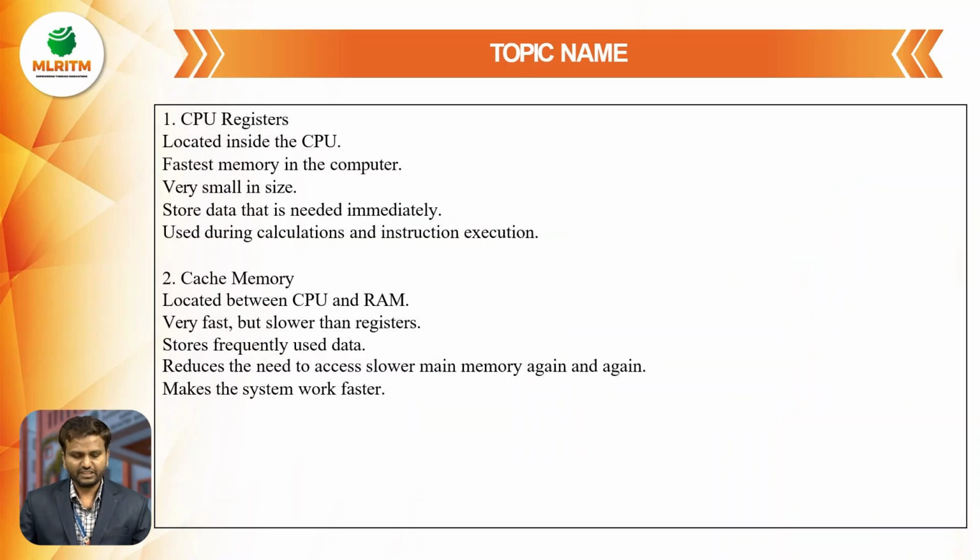CPU registers are located inside the CPU and are the fastest memory in the computer. They perform the fastest operations in the CPU, are very small in size, and store data that is needed immediately. CPU registers are used during calculations and instruction execution.